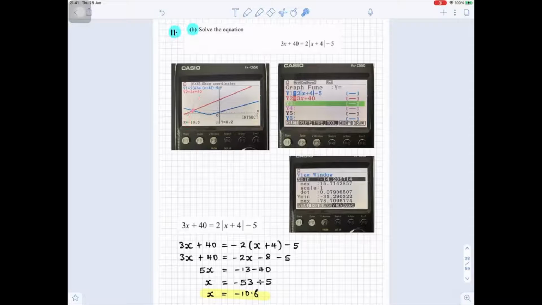You can see I've put them in the calculator there. The blue one is the right-hand side. The red one is the left-hand side. And that's the view window so that you can see it clearly. Those are the numbers you use. The way you solve it is to get rid of this absolute sign.